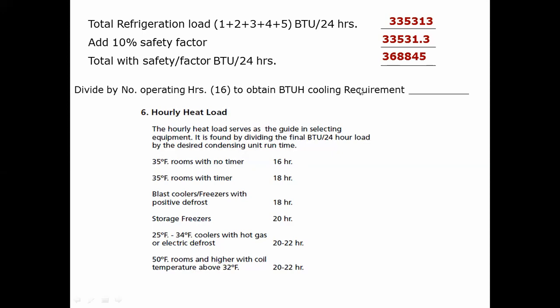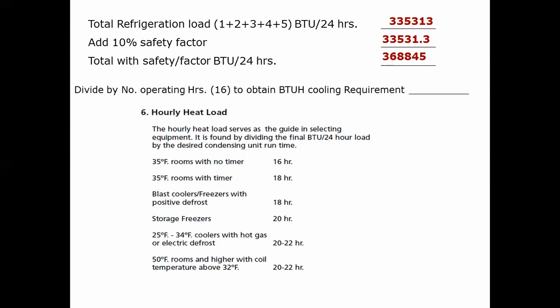So what you have to do is divide by the number of operating hours, 16, to get BTU per hour. So this is BTU per 24 hours. In order to get the BTU per hour, how much BTU is being produced in a single hour, you have to divide by 16, because the running time is only 16.